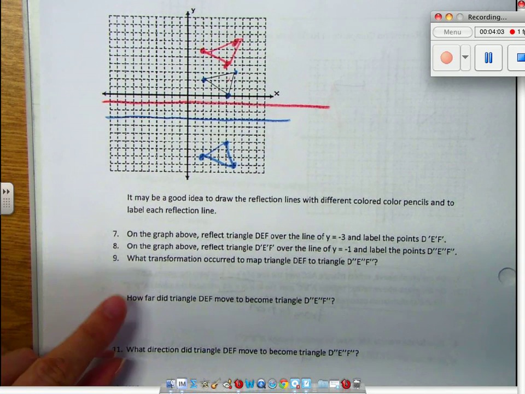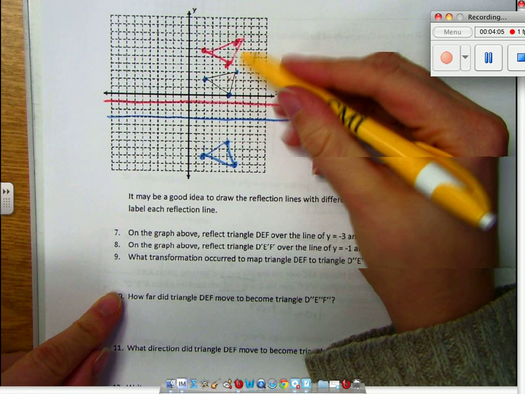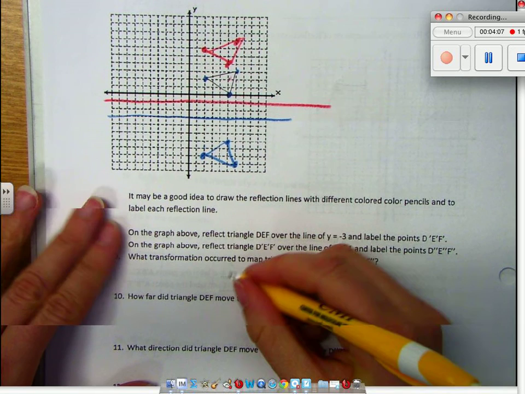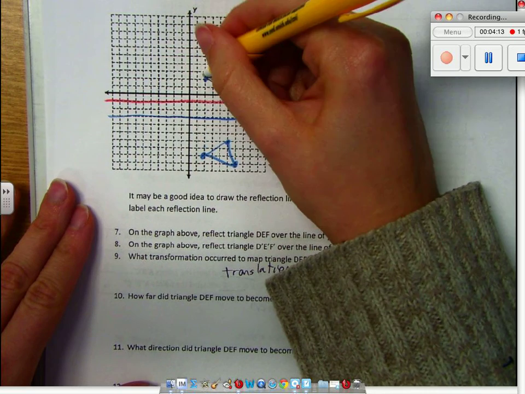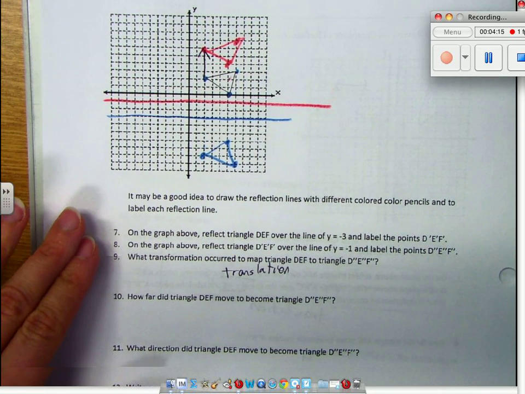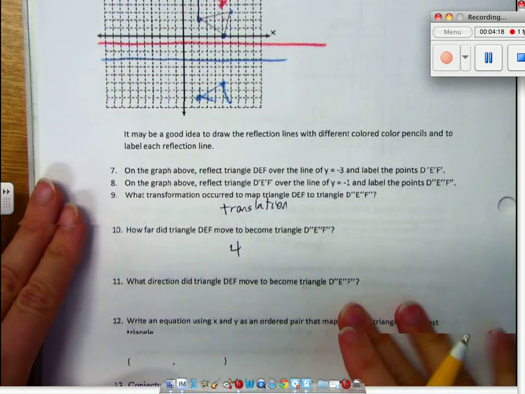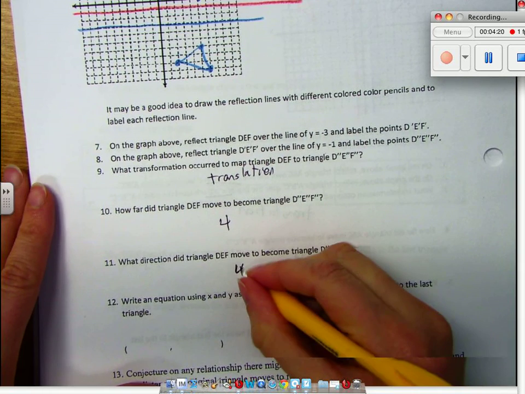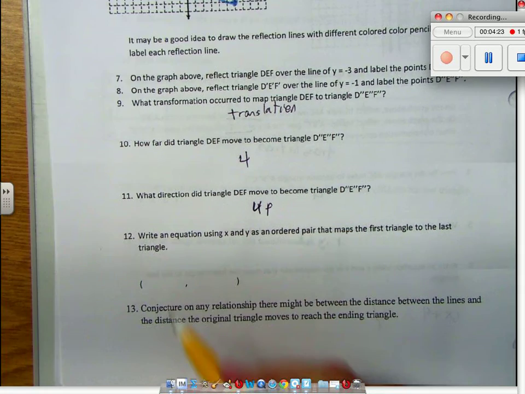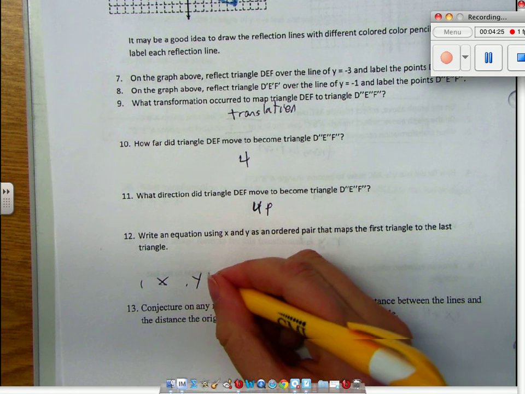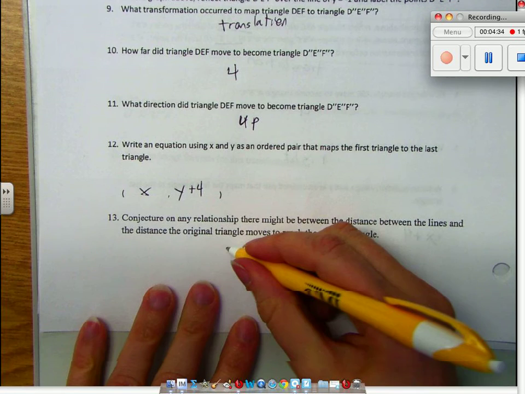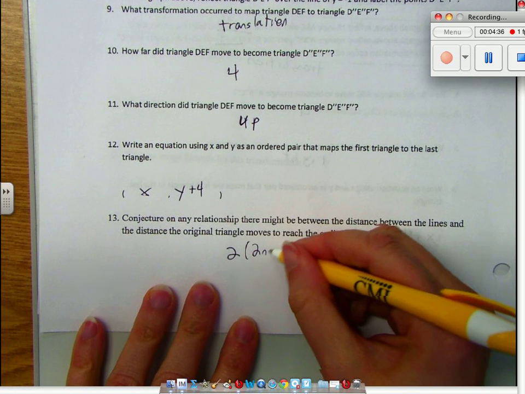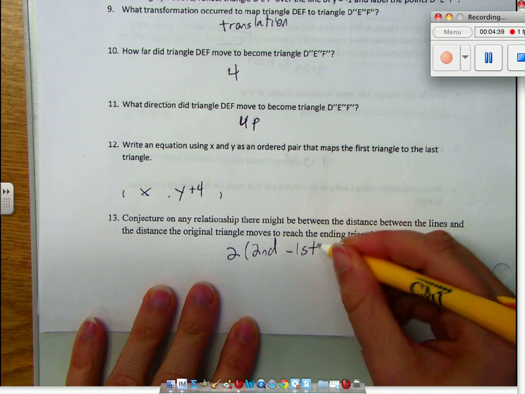What transformation took place to get from the original to the pink? Translation. Perfect. How far away is the first one to the pink one? 4. In what direction? Up. So, if it's up, that means my equation should say what? X comma y plus 4. Good. Number 13 is important. I put this on the second packet, and it was today's warm-up. It's 2 times the second line of reflection minus the first line of reflection equals the translation.